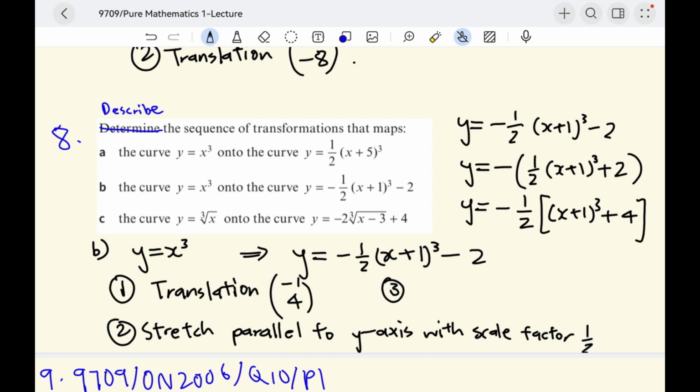Finally, you have reflection in the x-axis because you need to negate the entire function f(x). That means each y coordinate reflects about the x-axis.